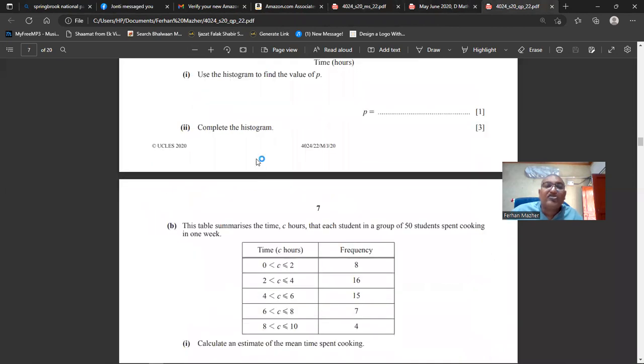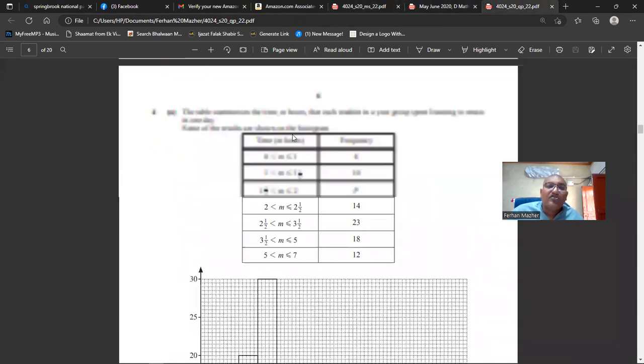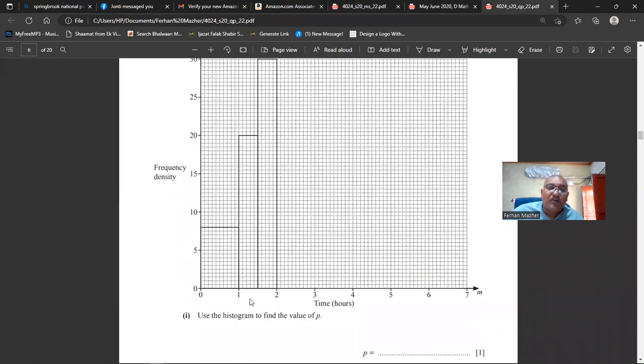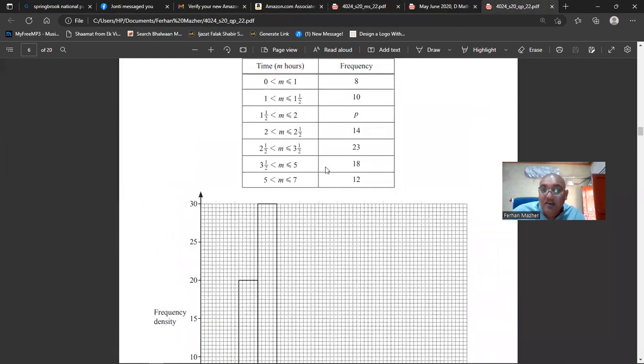Okay, now the next question is to complete the histogram. We have to complete the histogram from 0 to 1, and from 1 to 1.5, and from 1.5 to 2, the histograms are already there. For the rest of the classes, I have to make the histogram. So I will need to find out the frequency density of each class, and the frequency density is equal to the frequency of that class divided by the class width. That's the formula which we use.